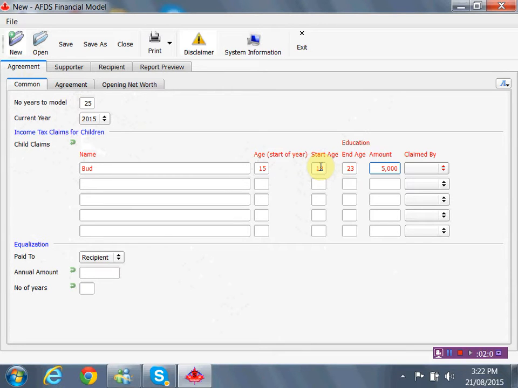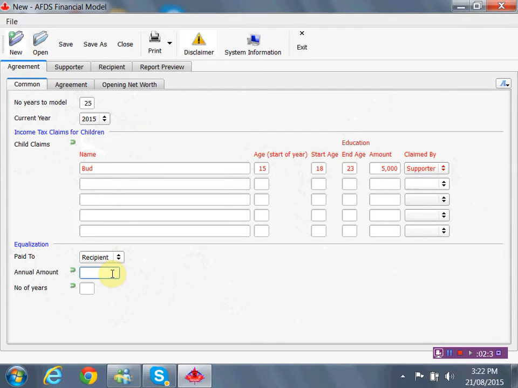and then when you think they're going to finish, and whatever amount is going to be transferred to the particular parent, up to $5,000. So it would be claimed by either the recipient or the supporter, and you'd make that choice. If there was an equalization payment, you could use the field down here, and you would choose who's paying whom. And so here the one you're going to pick is who gets the money. So if it's paid to the recipient, then you would choose them.